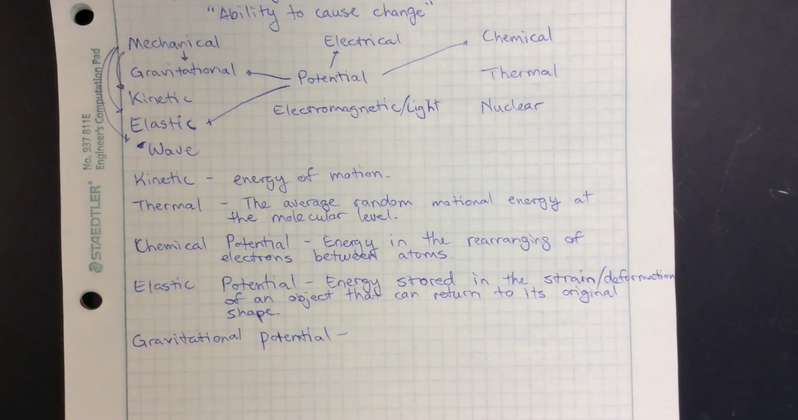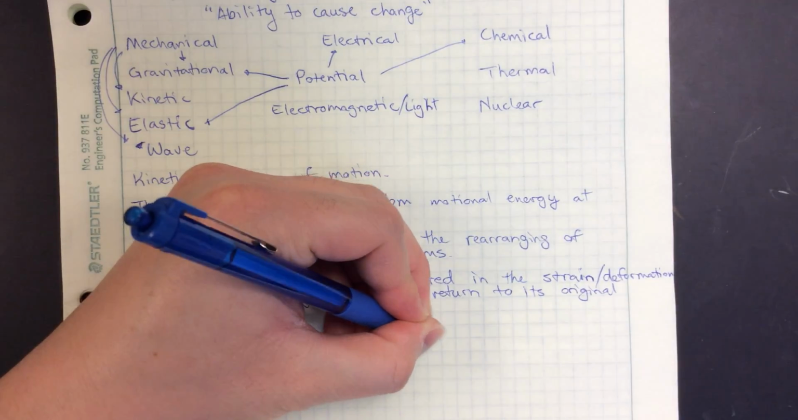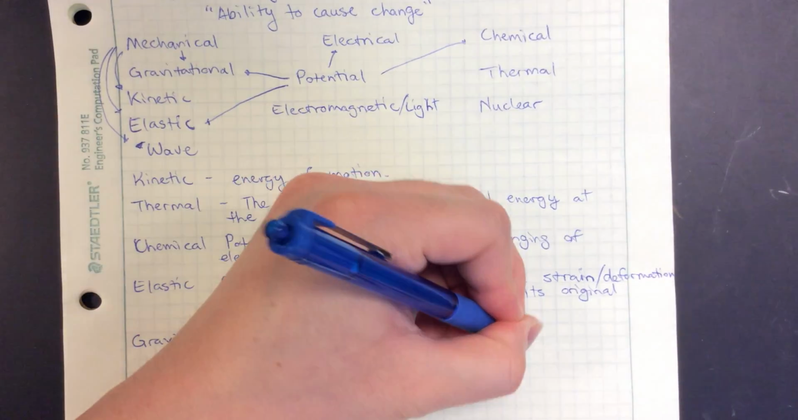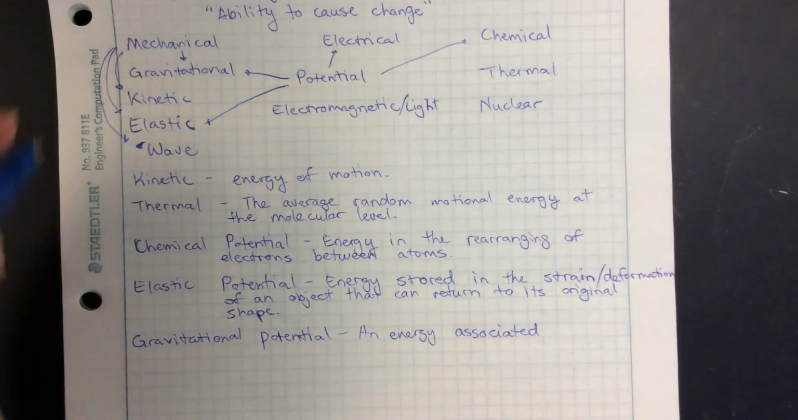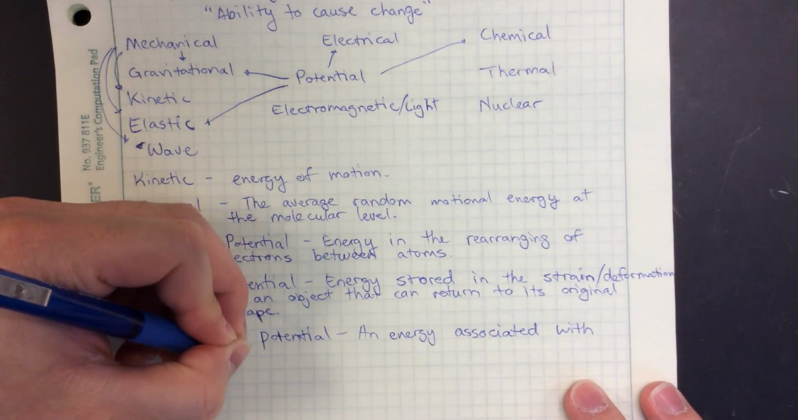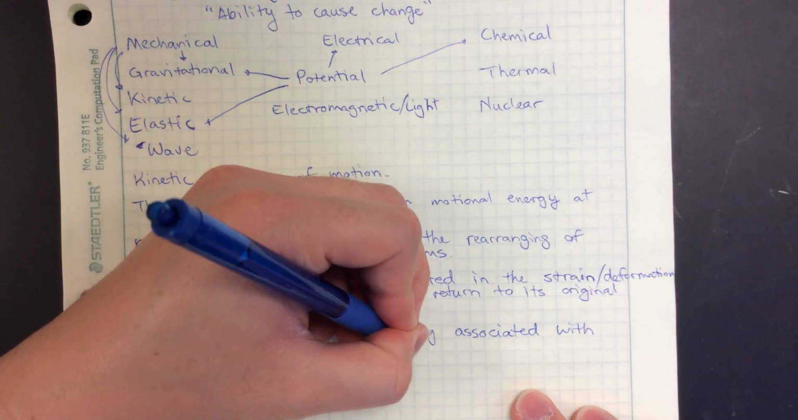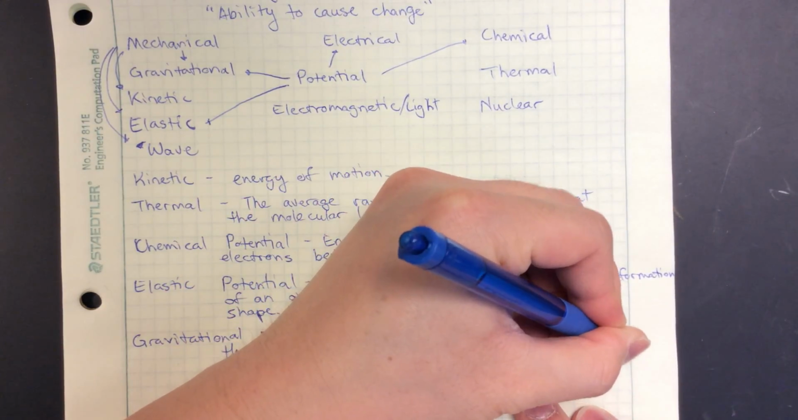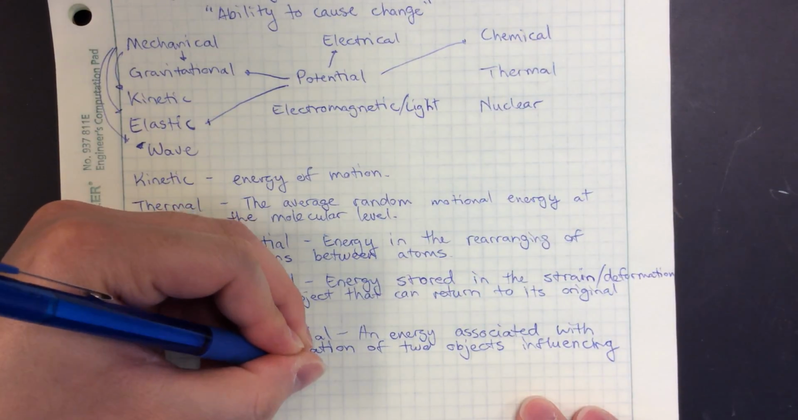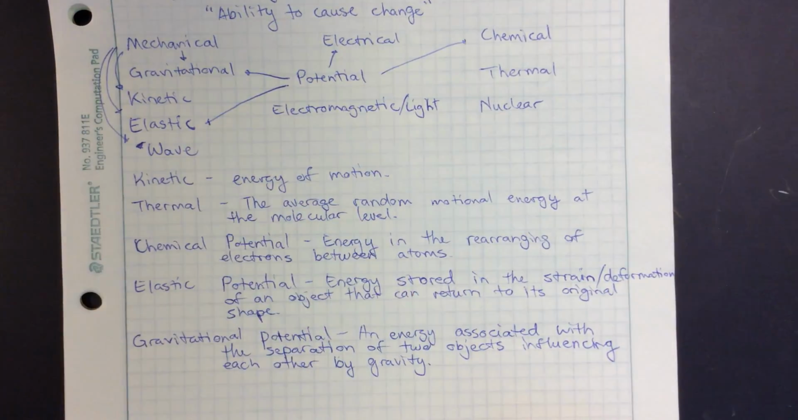Okay, so I think that's kind of an extreme way of defining it, but I just put it this way: it is an energy associated, okay, I'm kind of giving myself some leeway or wiggle room by saying associated, with the separation of two objects influencing each other by gravity. An energy associated with the separation of two objects influencing each other by gravity.